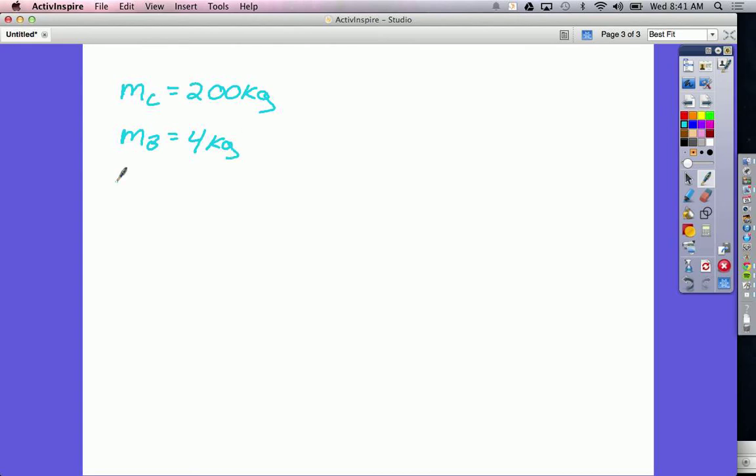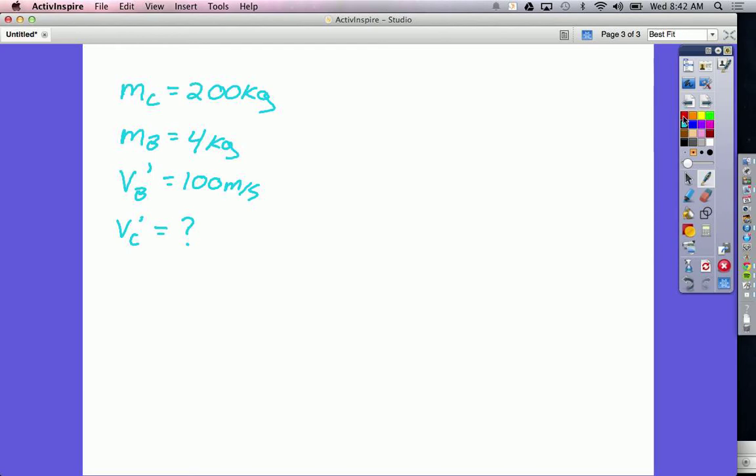Now we know the speed of the ball after it's fired, so that's going to be v prime after the incident happens, which is 100 meters per second. And we want to know how fast the cannon goes after the collision or the incident occurs. Not a collision, but after these two objects part ways.